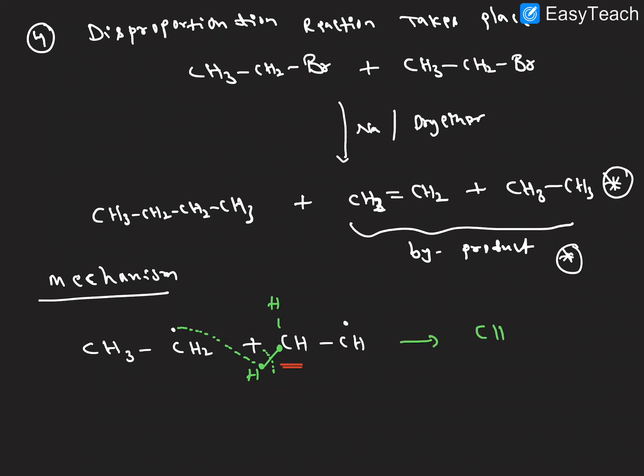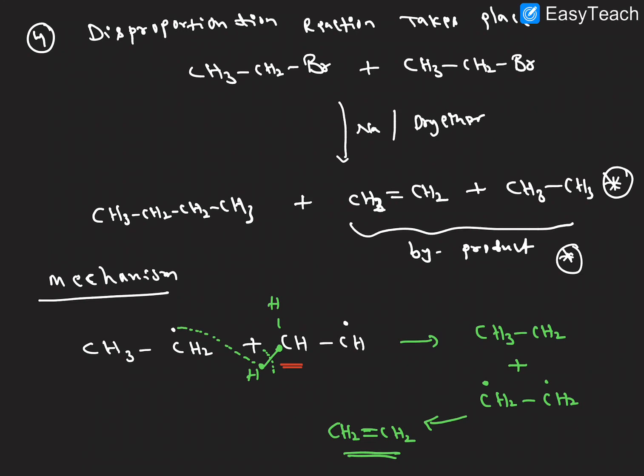So what we will get here is the product CH3 and CH3, and next, one radical remains here, so CH2 and CH2. This is one more radical, here one more radical. These two radicals form a bond. The resultant we will get here is CH2 double bond CH2. So this is called alkene.